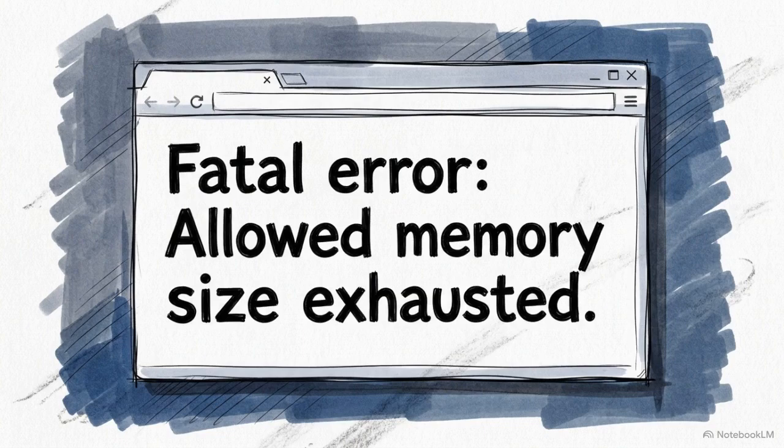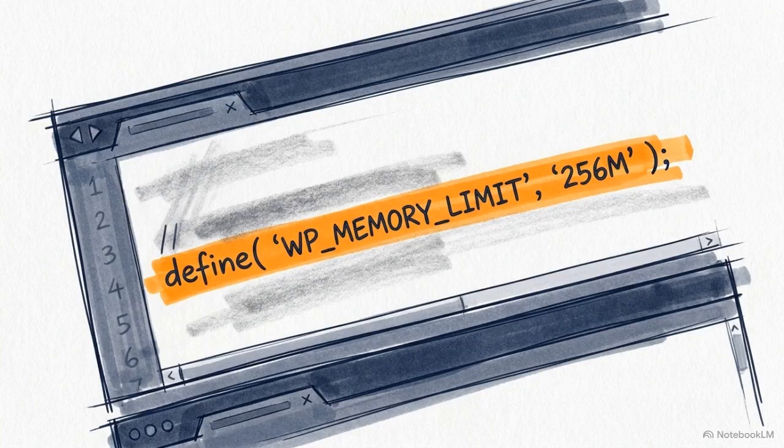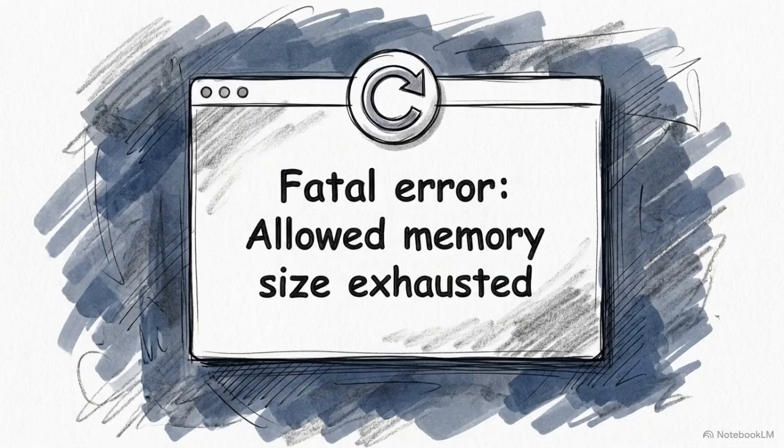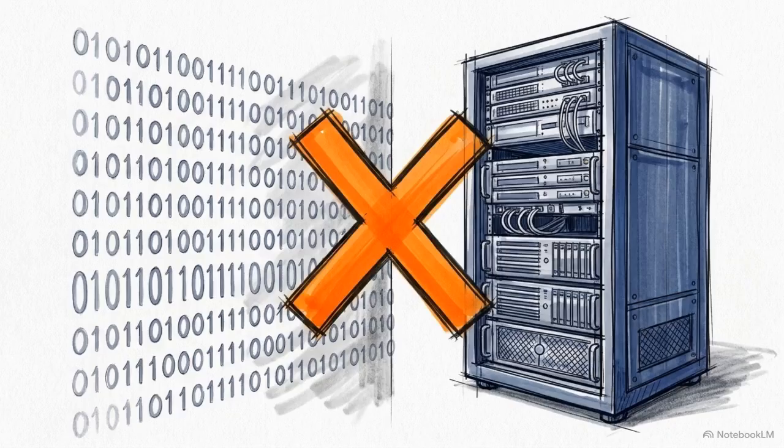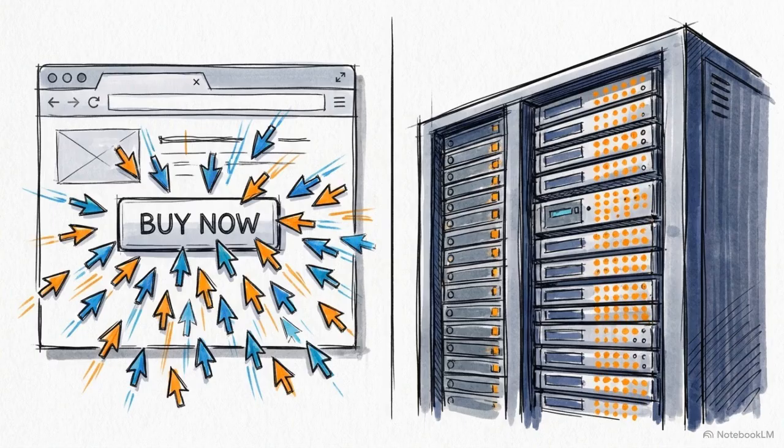You see the dreaded memory exhausted error on your WordPress site. You search for a solution, find the standard advice to paste a quick code snippet into your wp-config.php file, and hit save. But when you reload your site, it still crashes. That happens because software commands cannot override physical hardware limits. When multiple visitors hit your site at once, the physical server buckles under the concurrent load, regardless of what you wrote in your configuration files.